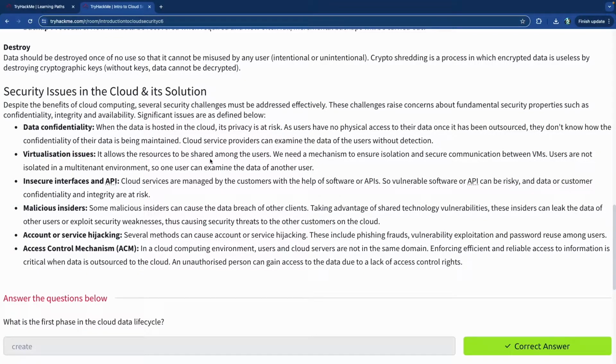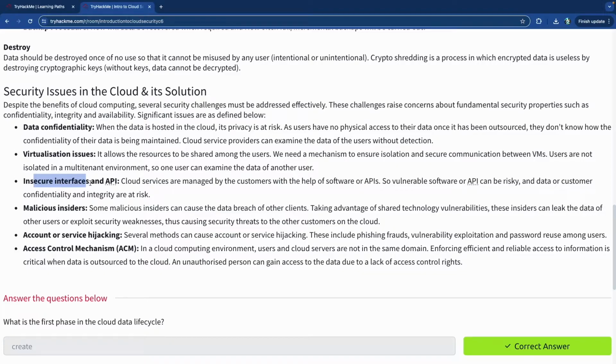The virtualization issue allows for the resources to be shared among users. So we need a mechanism to ensure that the isolation and secure communication between virtual machines is happening. And users aren't isolated in a multi-tenant environment, so one user can examine the data of another user. That's what that means. That's what virtualization means. So one user should be able to get access to their own data without another tenant being able to access their data while they're virtualizing the data.